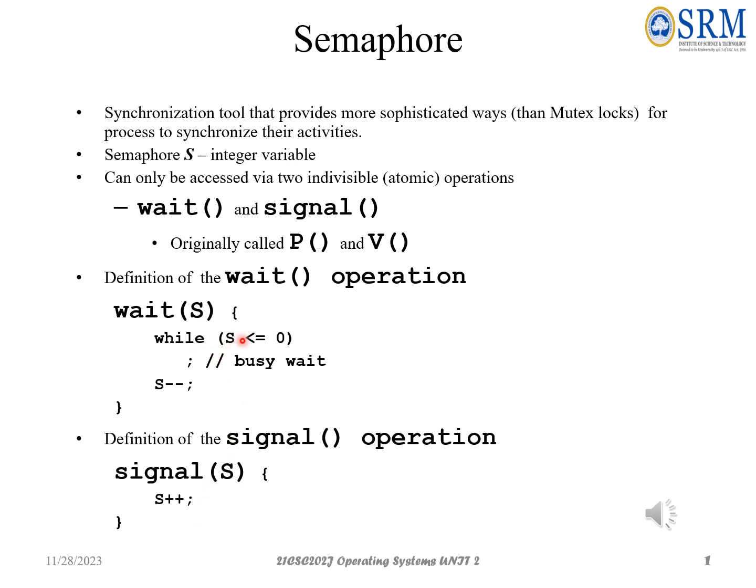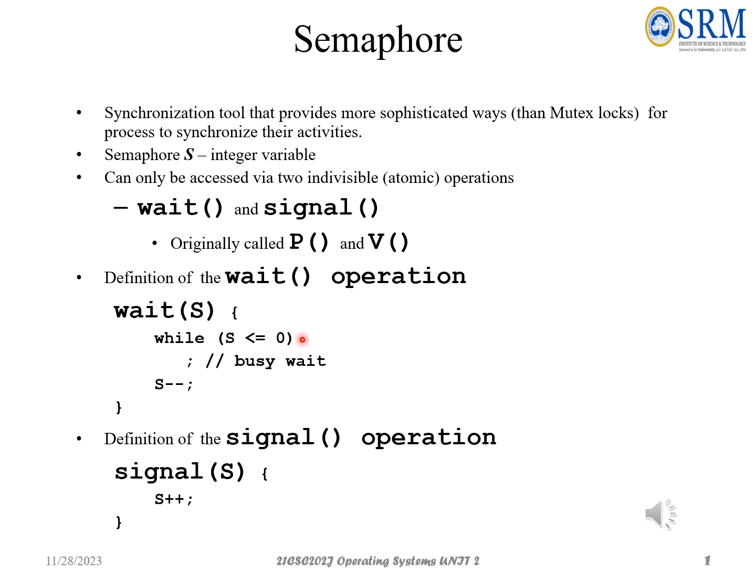Here, while S is less than or equal to 0, since S is less than or equal to 0, the process will not enter into the critical section. If the value of S is set to 1, the process enters into the critical section. Meaning that if S is not less than or equal to 0, no other process is in the critical section, so the process will enter into the critical section.